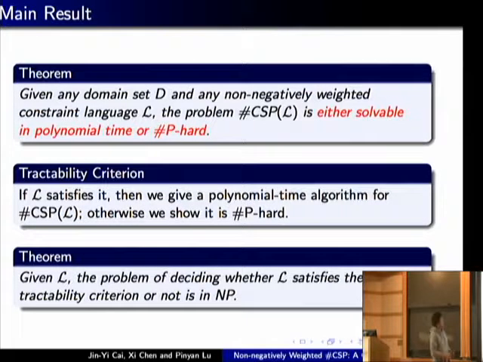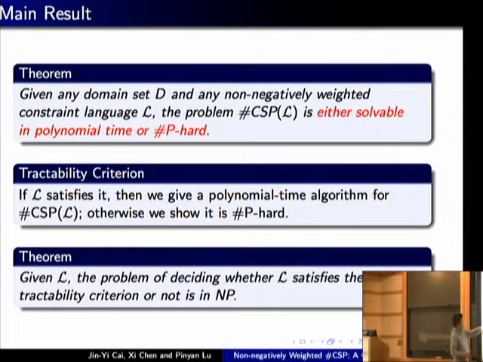So here is the main result. We showed that given any domain set D and any non-negatively weighted language, the counting problem it defines is either solvable in polynomial time or #P-hard. One thing I would like to point out is this theorem works for non-negative algebraic numbers, but in the talk I will just say non-negative numbers.